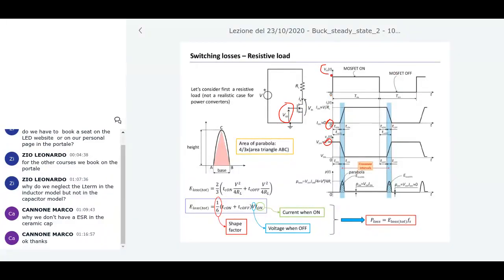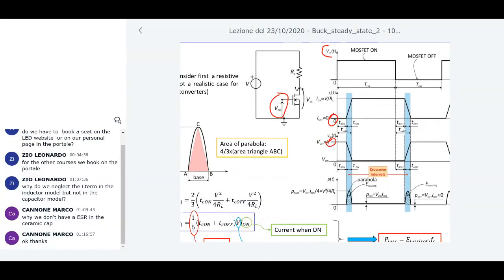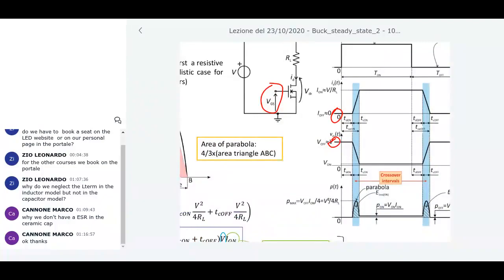When VGS is higher than the threshold, the MOSFET starts conducting, but there is a delay in this conduction. Mechatronics students that attended the lecture about transistors should know that this happens because we have to charge the input capacitance of the MOSFET, and this requires a certain amount of time. Okay? So there is a time interval which is called, let me just enlarge.